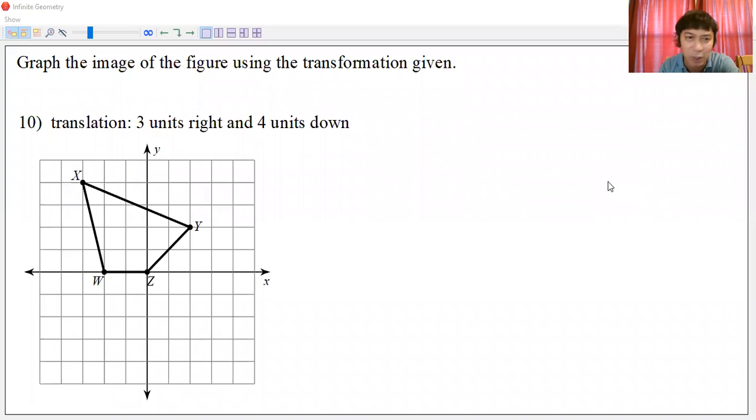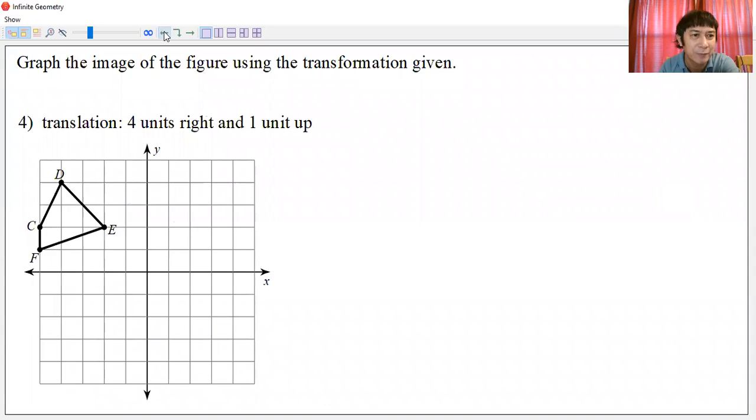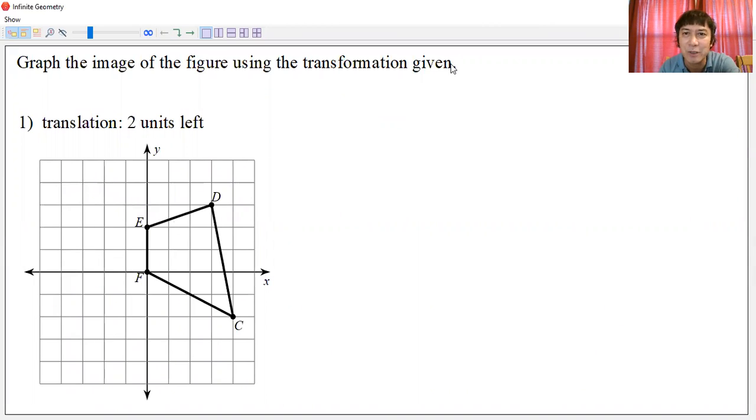We're going to see the problem set in the other screen. All right, let us check on the other screen here. Oh, we're on the 10th number. We shall start with the first. All right, here's the first example. Graph the image of the figure using the transformation given.